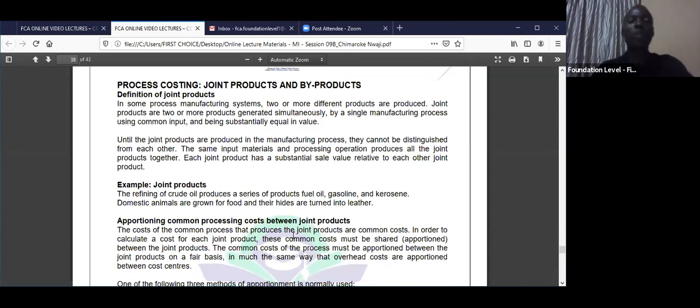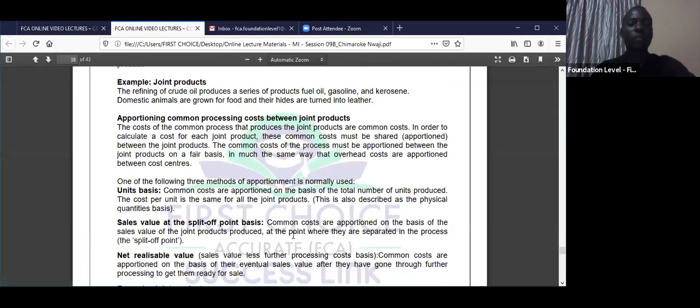Now look at apportioning common processing costs between joint products. The cost of the common process that produces the joint products is called common costs. In order to calculate a cost for each joint product, these common costs must be apportioned between the joint products. All the costs incurred just before splitting are called the common cost. The common cost of the process must be apportioned between the joint products on a fair basis, in much the same way that overheads are apportioned between cost centers. So you use an appropriate basis of apportionment to apportion the common cost.